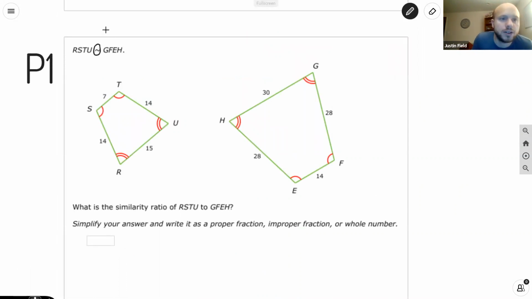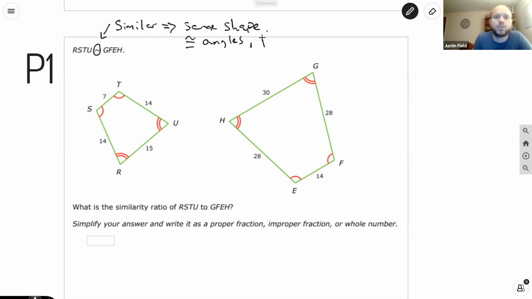This little squiggle, that in geometry means similar. And the meaning of similar is, I'd just say, same shape. Okay, so there's more precision that we will talk about, but the idea you can have in your head is same shape. And what does that mean? Well, it means congruent angles and proportional sides.